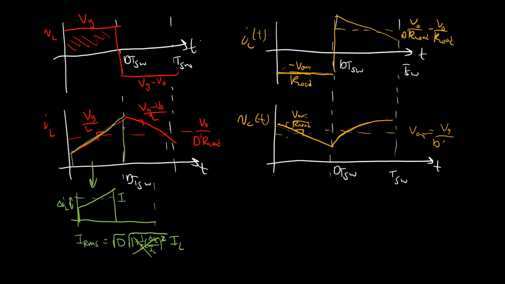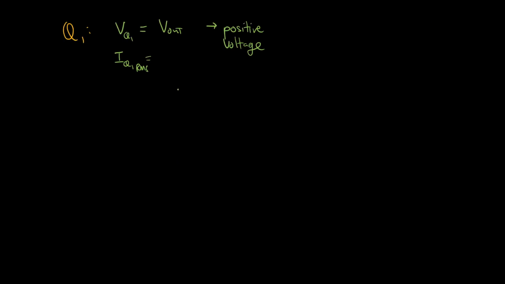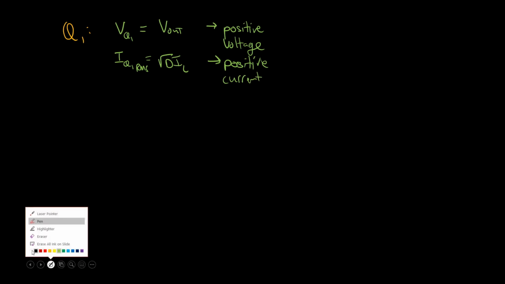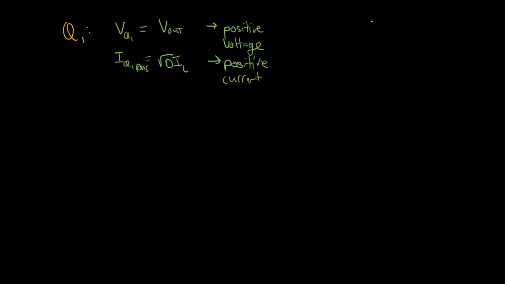So one thing to note, first of all, this current is always positive. And the RMS is equal to, we're saying, root D times IL. And this is positive current. So one thing we can do is visualize this. We can visualize the necessities of this switch, and we can do it in this way.